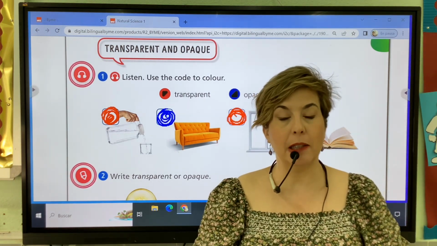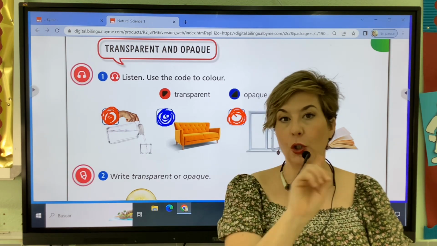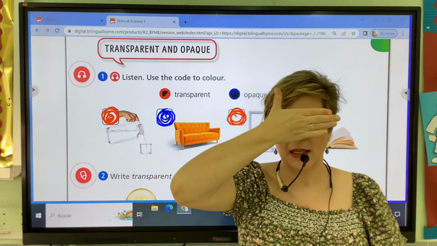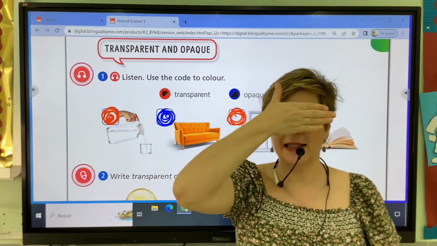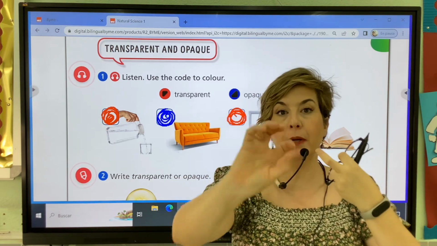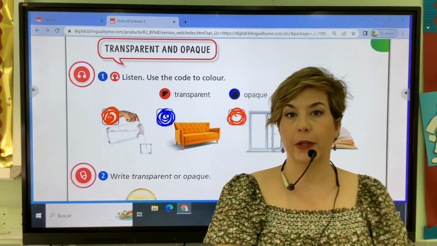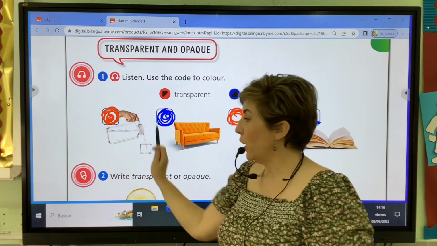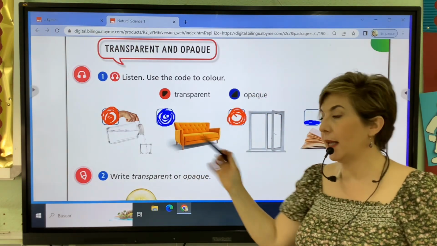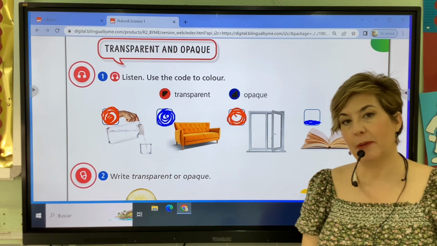Another property of materials is to be opaque. Opaque is when you cannot see through materials. For example, my hand is opaque. If I put it in front of my eyes, I cannot see through. Through, remember, that is a través. I cannot see through. I can see through. I cannot see through. Car is transparent. A sofa is opaque. A window is transparent and a book is opaque.